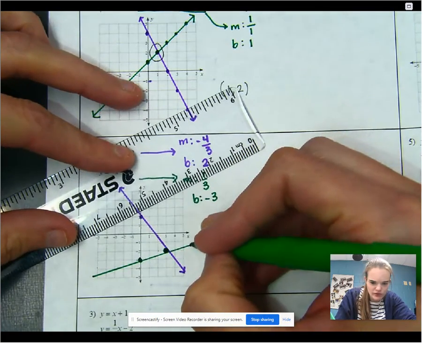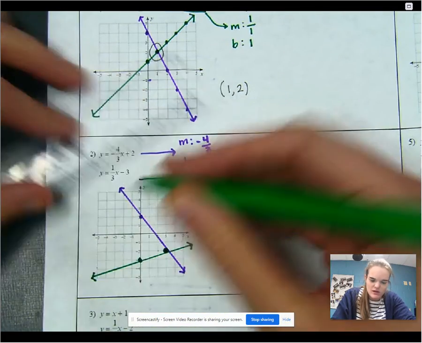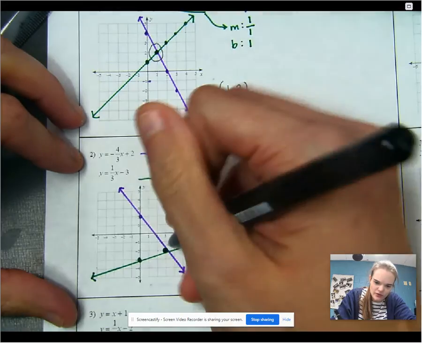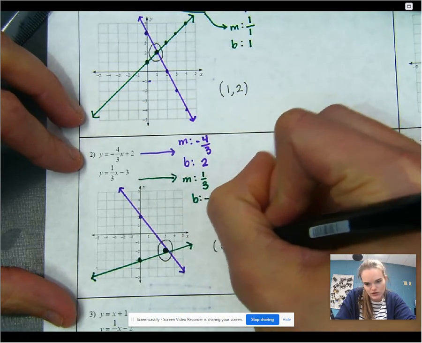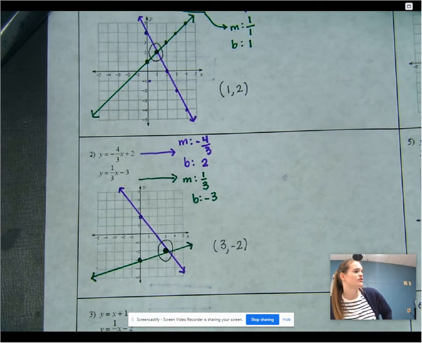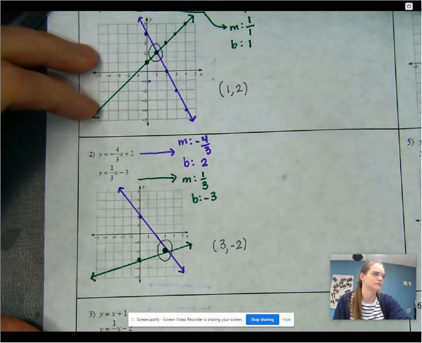Wherever they cross is the solution. So these cross right here, and that is 3, -2. Your solutions, your answers today are always going to be a coordinate point. You should have a coordinate point answer.